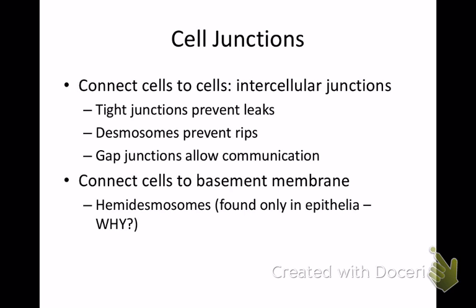Guess what gets ruined when you get a really bad sunburn? Those desmosomes. So what does the skin do next? It starts peeling. Okay? Desmosomes prevent that. They stitch the cells to each other, and they prevent the cells from peeling away from each other.